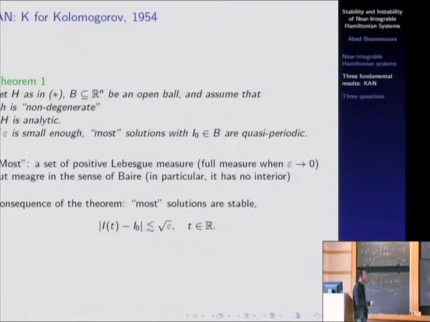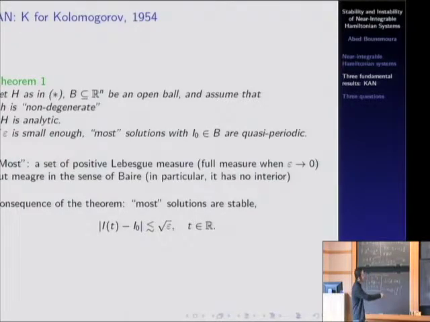So the consequence of the theorem is that most is the same most as this one. Solutions are stable. That is, the action variables, since I'm interested in the evolution of the action, stay almost constant, up to a quantity that depends on epsilon, for all time.